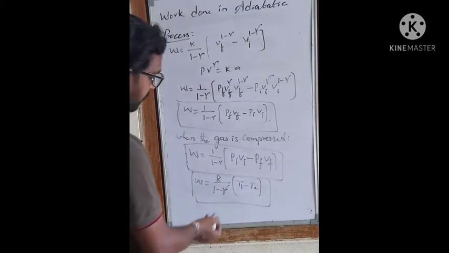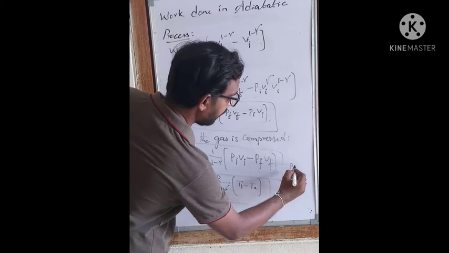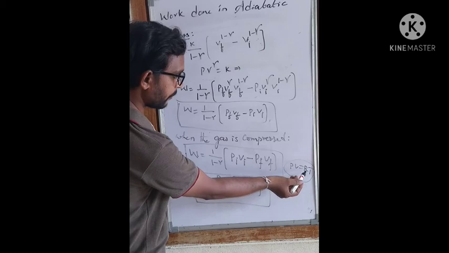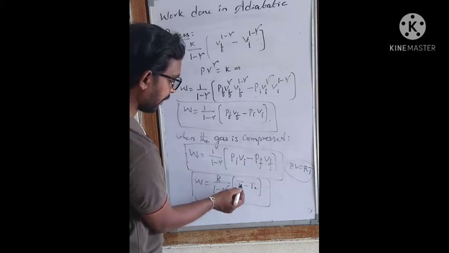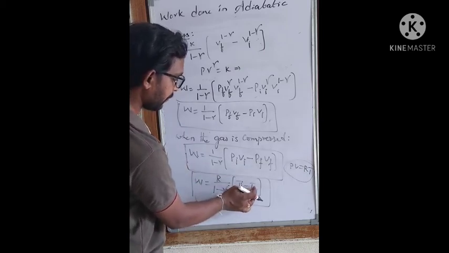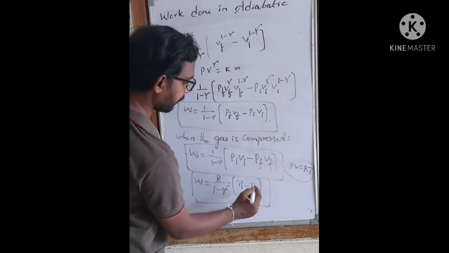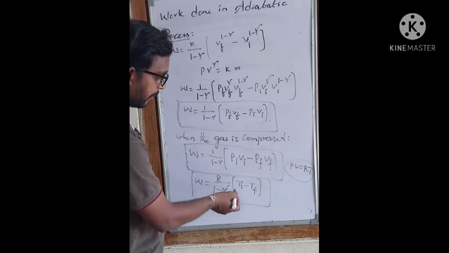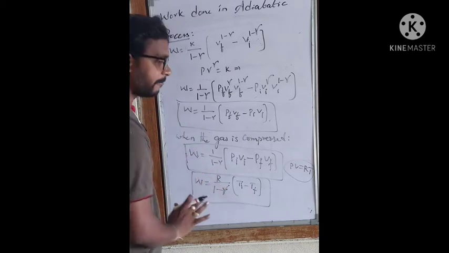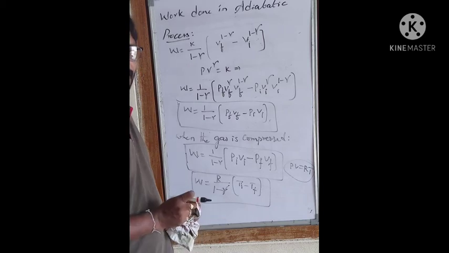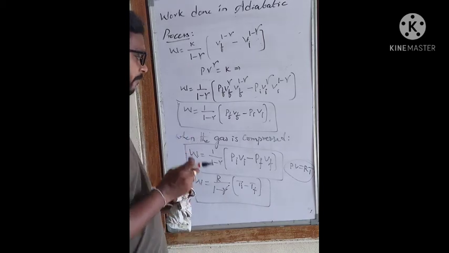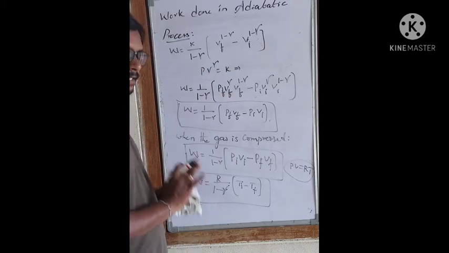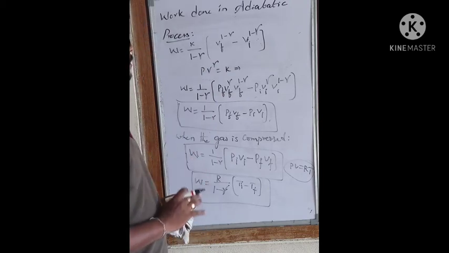See there? What am I substituting there? PV equal to RT. Using this formula, instead of Pi Vi, I am substituting R into Ti. You have to write Ti here. So instead of Pf Vf, I am writing R Tf. So here you have to write f. Okay. Then we get W equal to R by 1 minus gamma into Ti minus Tf. So this is the work done during the compression of gas in adiabatic process, right? So this is the important equation, right?